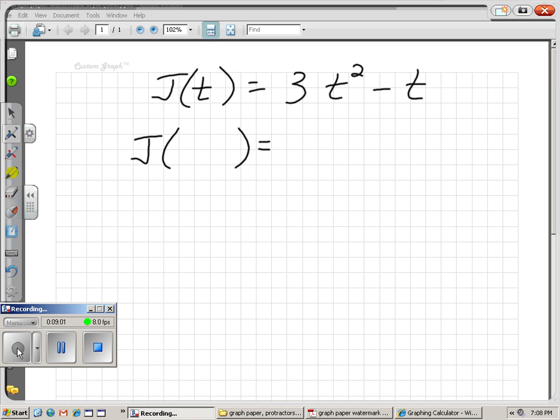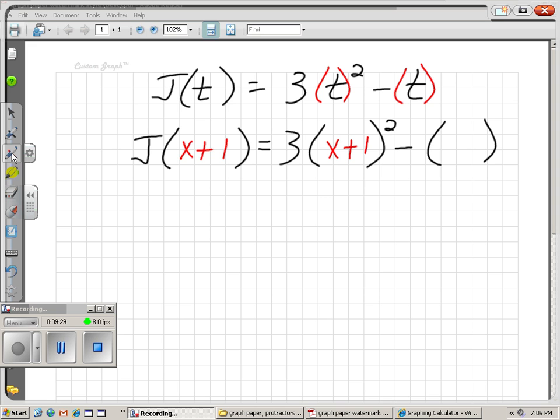What if they want to know what x plus 1 is when you run it through the function j? Okay, all I'm going to do is take out the t and replace it with x plus 1 and simplify and see what happens. So parentheses around my t. I have 3 parentheses squared minus parentheses. I just took the t's out. Now I'm getting ready to put x plus 1 in. So I put x plus 1 in that t parentheses, and I put x plus 1 in that t parentheses. Now the rest of it is just simplifying.